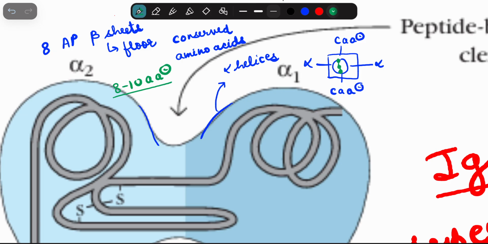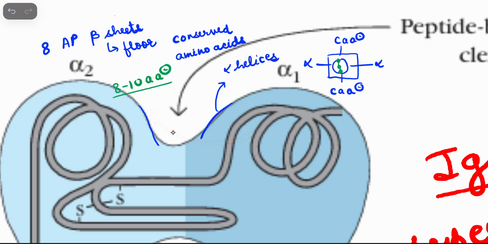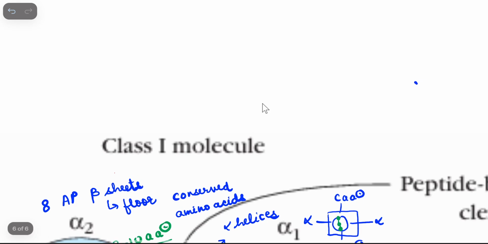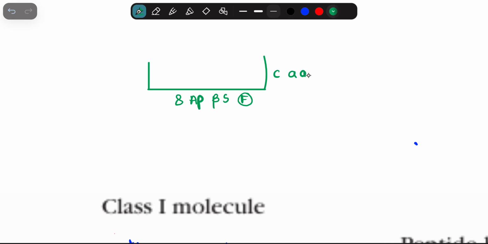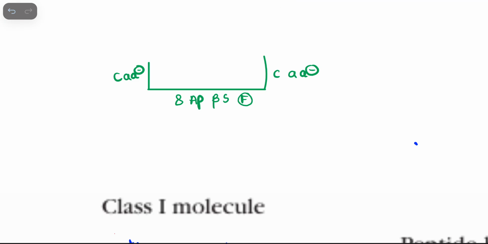Now let us try to visualize it by rotating it such that the side walls are made up of the conserved amino acids. We are not considering the alpha helices right now. So if we see the side walls, let me draw it here so that it is very clear to you. Suppose this is my floor of 8 anti-parallel beta sheets. This side wall is made by conserved amino acids, this side wall also, and then obviously there are some alpha helices here also, but I am not showing that right now.